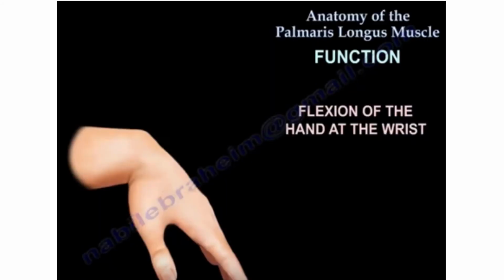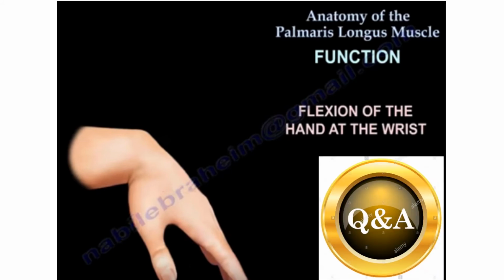Let's see what is this movement. Few questions. Which muscle is producing this movement? Is palmaris longus muscle. This is the function of this muscle. What is it? It's flexion of the hand at the wrist.